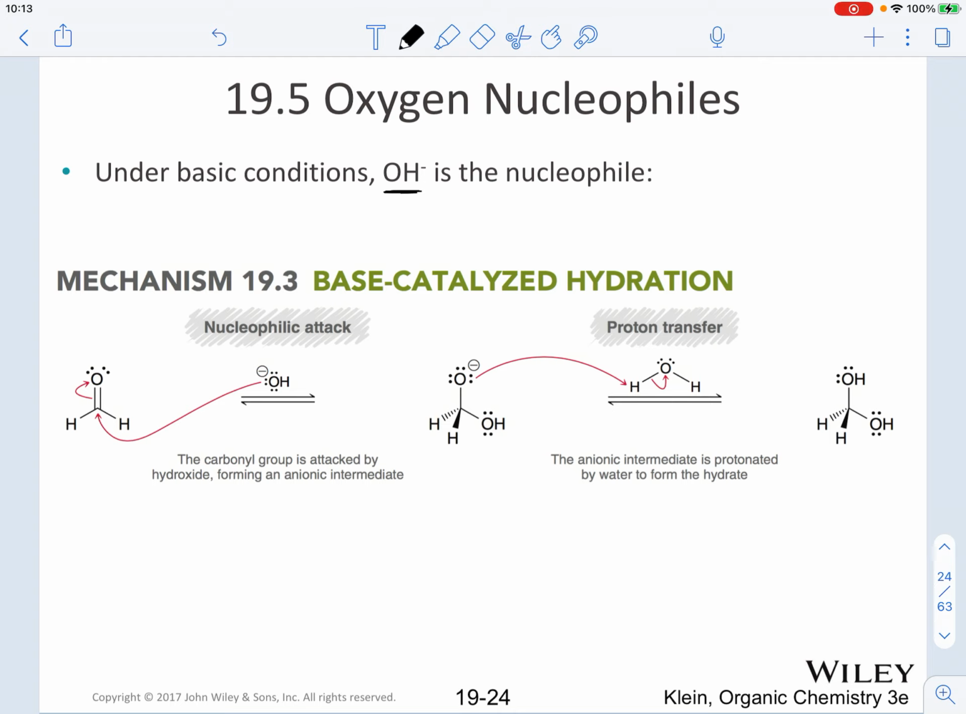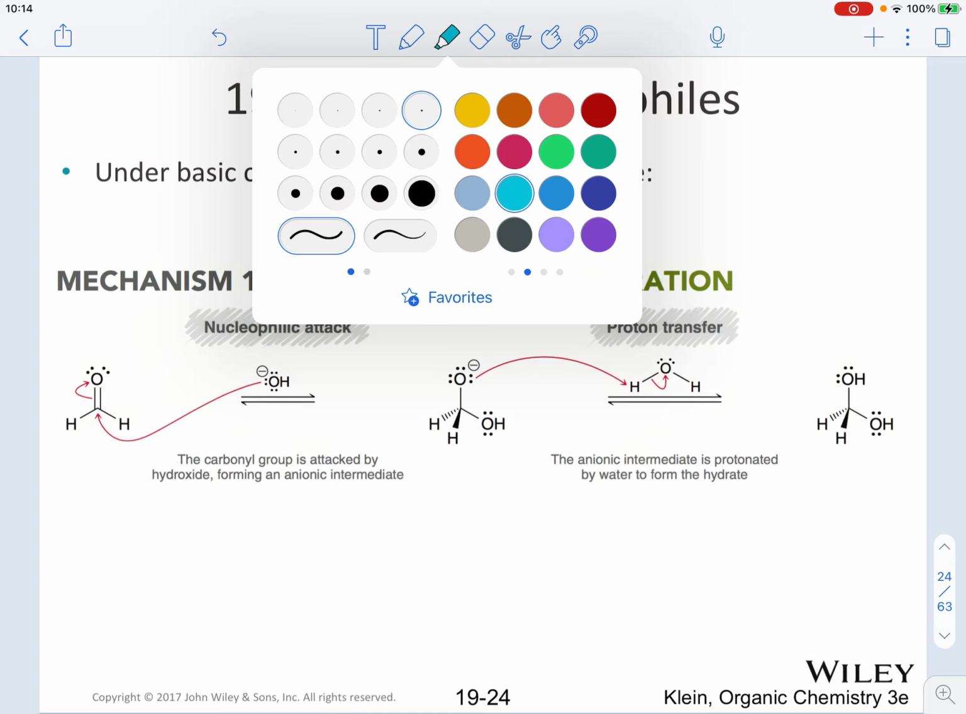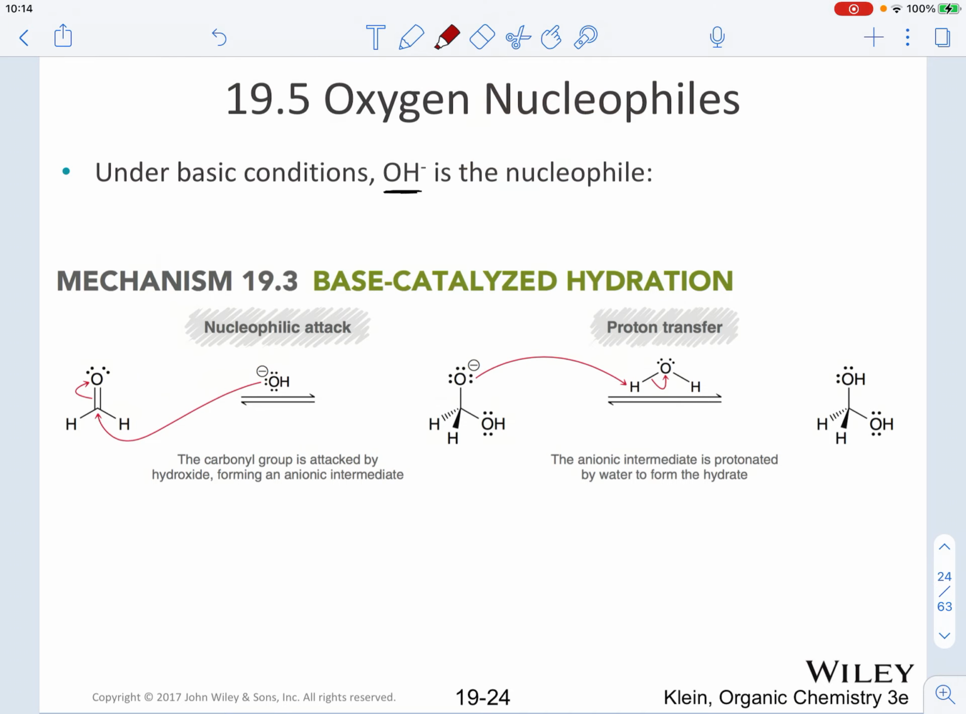So the basic mechanism, then, this is illustrating the base catalyzed hydration for an aldehyde. We are going to have hydroxide as a nucleophile. So what happens in this reaction is that in the first step of the reaction, we have a nucleophilic attack of the hydroxide ion onto the carbon in the carbonyl, illustrated by that first arrow. I'm just going to highlight it to make it more clear as I mention it. So the hydroxide ion is going to attack the carbon in the carbonyl. The electrons are going to go up to the oxygen.